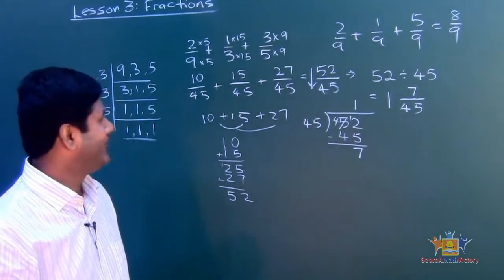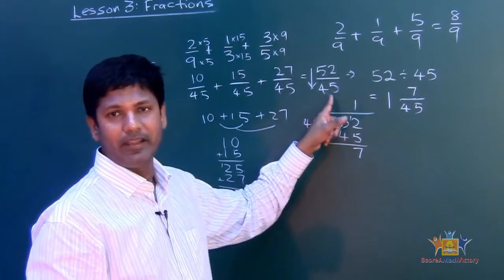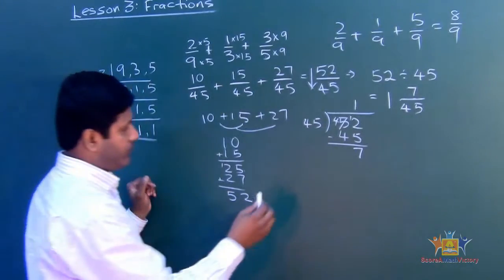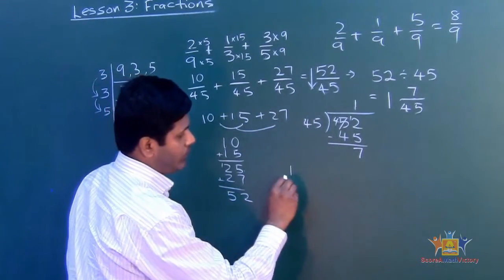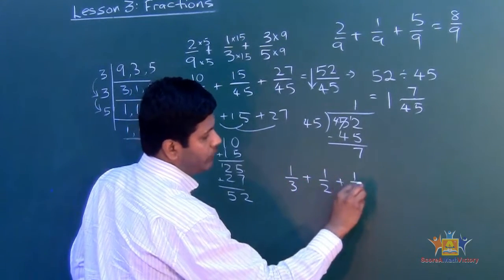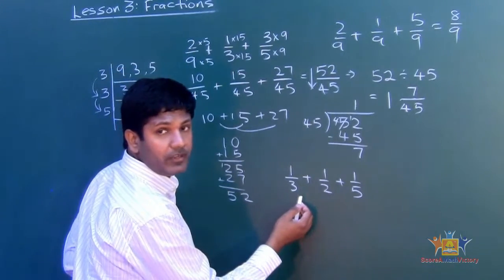Good job. Okay, very good. You have to reduce it, all right? I mean, simplify. You can't leave it as an improper fraction. Okay, good. Now, let's say, for example, if I give you another problem, I say 1 over 3 plus 1 over 2 plus 1 over 5. Simple number like this. Just multiply them to find a common denominator.